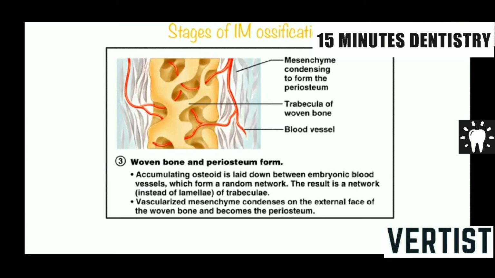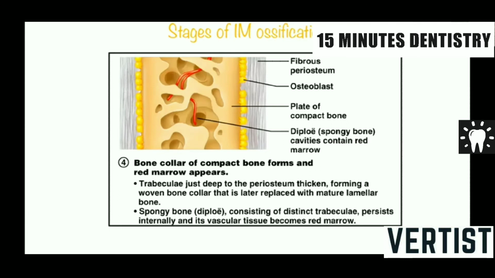Accumulating osteoid is laid down between the embryonic blood vessels, which form a random network, and this results in a network of trabeculae. So you can see the trabecular pattern. The vascularized mesenchyme condenses on the external surface of the bone and becomes the periosteum. Whatever is the condensation of the vascular mesenchyme around it is what forms the periosteum. The bone collar of compact bone forms and red marrow spaces start appearing.